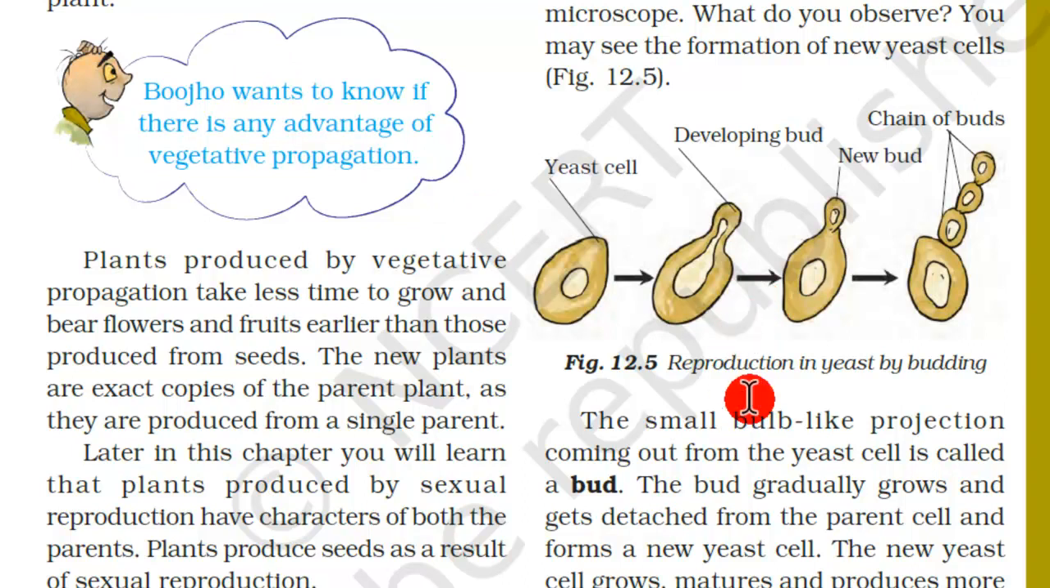Let's see this figure. This is the reproduction of yeast in budding. This is the yeast cell. The yeast will have a developing bud like this, and after that we will see a new bud, and then we will see a chain of buds within a few hours if there is sufficient nutrients available to them. The small bulb-like projection coming out from the yeast cell is known as the bud.